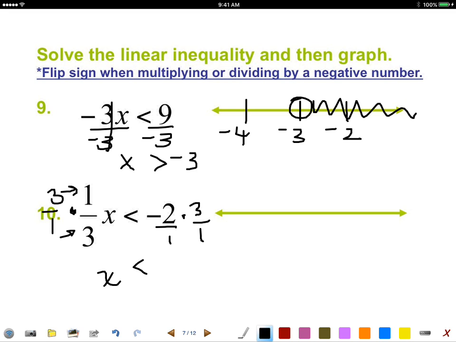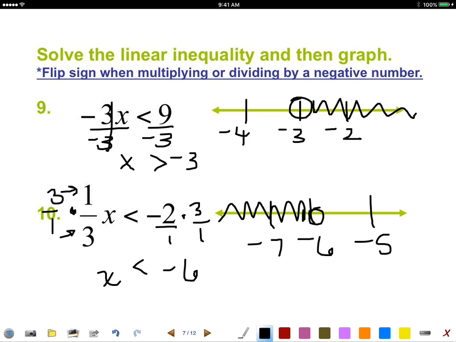Put your 1 under here if you need to. That's going to be negative 6. Open, shade left.